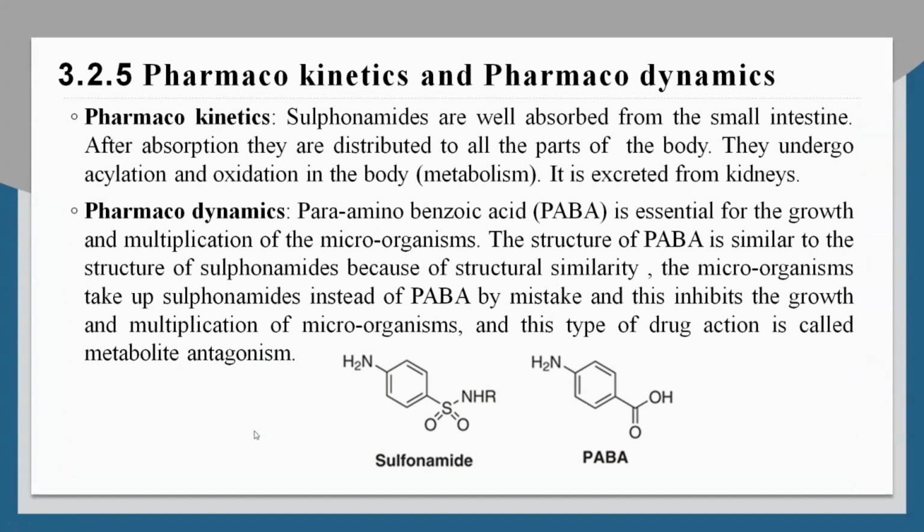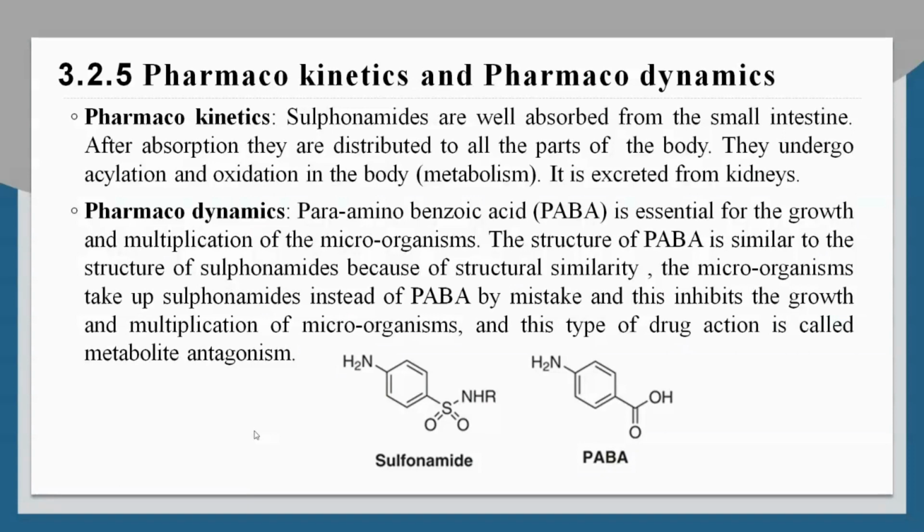Coming to the pharmacokinetics and pharmacodynamics. Pharmacokinetics: sulfonamides are well absorbed from the small intestine. After absorption, they are distributed to all the parts of the body. They undergo acylation and oxidation in the body. That is metabolism. It is excreted from the kidneys.